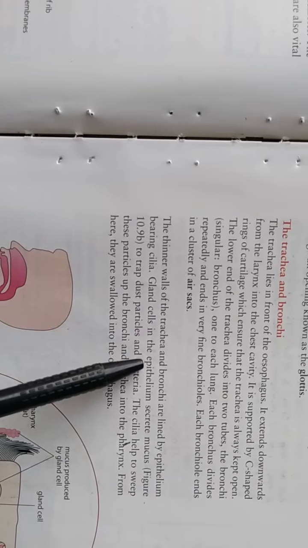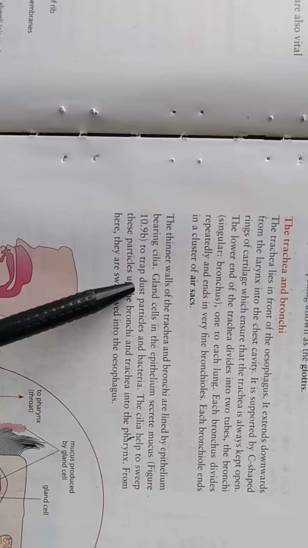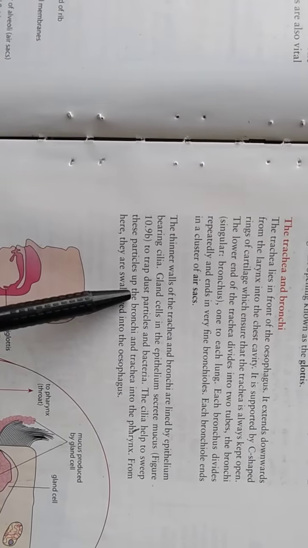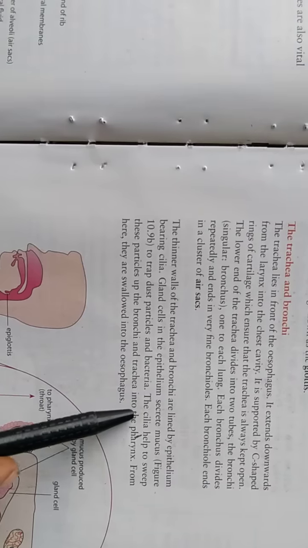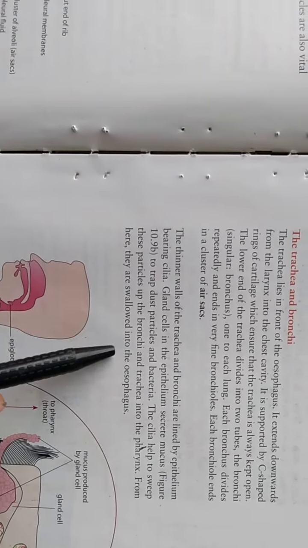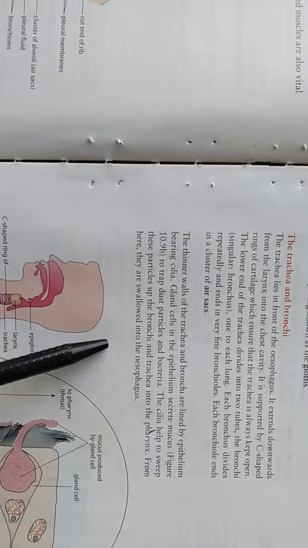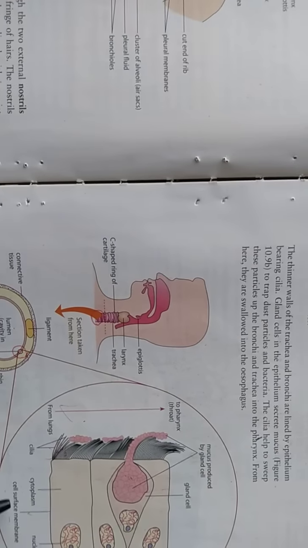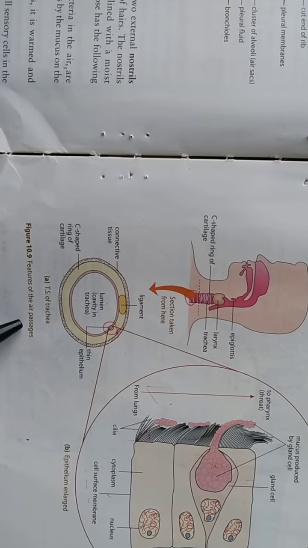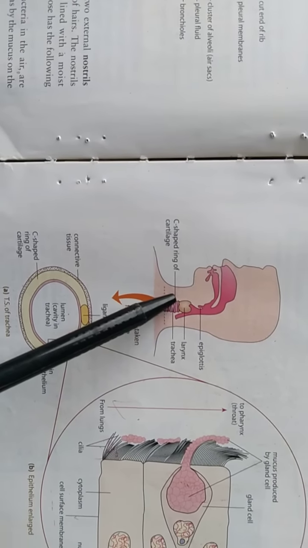The walls of the trachea and bronchi are lined by epithelium bearing cilia. Gland cells in the epithelium secrete mucus to trap dust particles and bacteria. The cilia help to sweep these particles up the bronchi and trachea into the pharynx. From here, they are swallowed into the esophagus. Look here at this diagram and try to understand the features of the air passage.